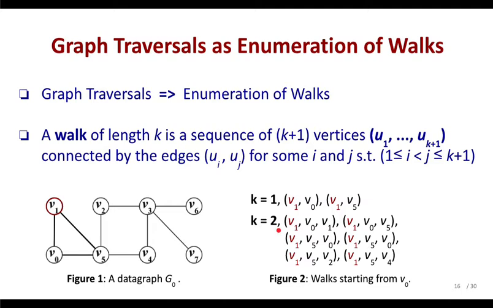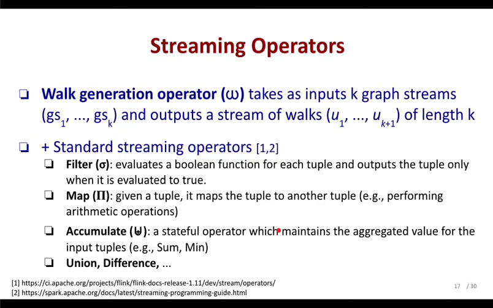Next, I explain the streaming operators in GSA. For graph traversals, we define a walk generation operator omega, and it corresponds to join in relational algebra. A walk generation operator takes as inputs k graph streams and outputs a stream of walks of length k. In addition, we adopt several standard streaming operators such as filter, map, and accumulate, and I will omit their explanation.